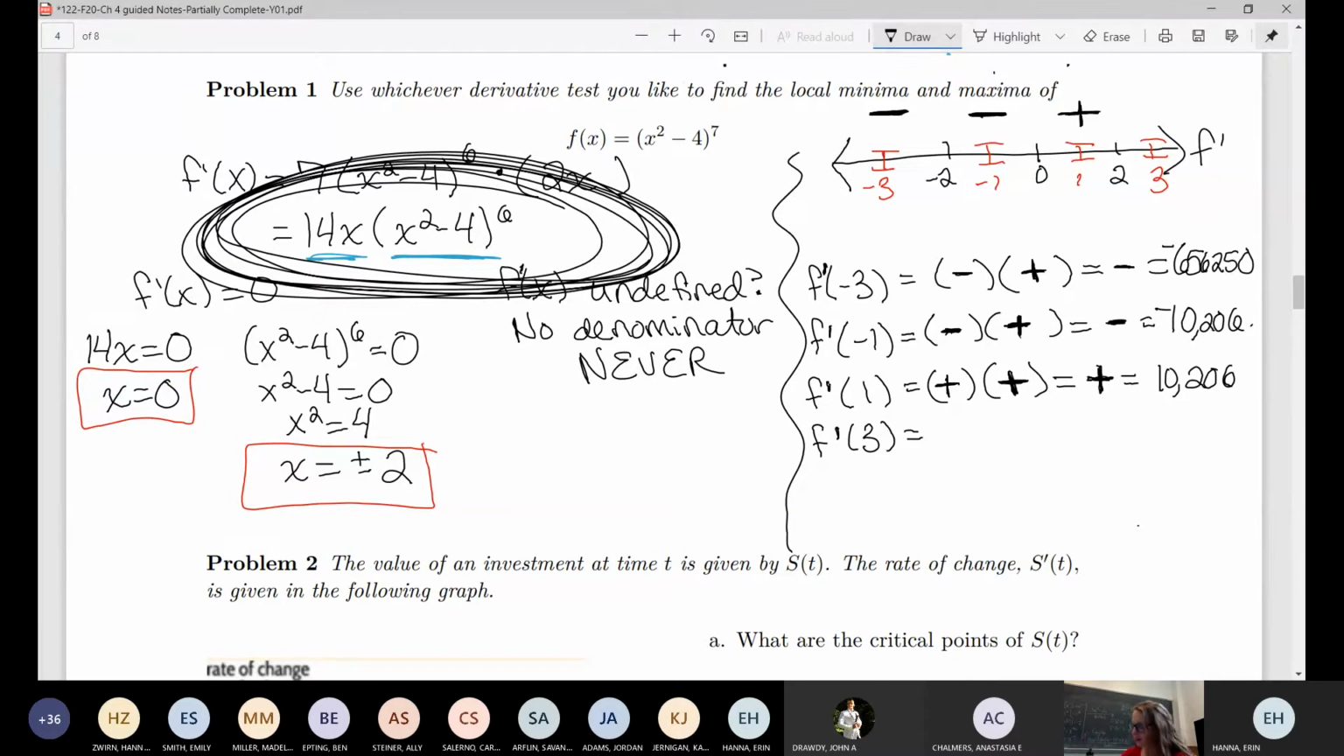If we plugged in +3, the 14 times 3 would be a positive number. I don't know what it is, but I know it's positive. And then we would have essentially 5 to the 6th power in that second piece, which would be positive. Positive times positive is positive. Or you can just plug in the number and find out that it's 656,250, which is positive.